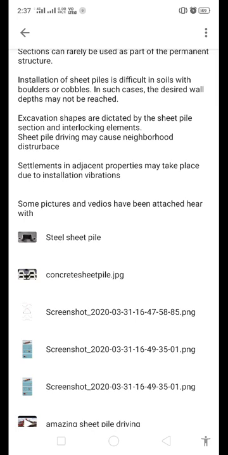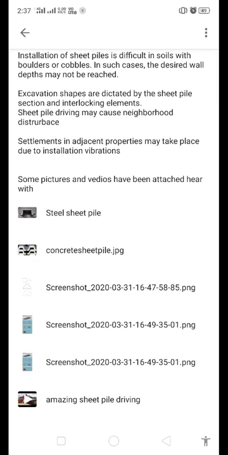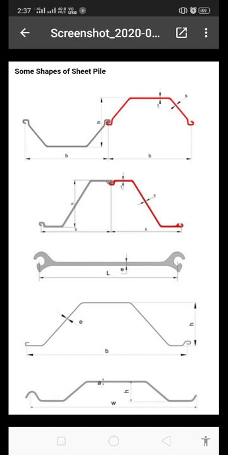Some pictures and videos I have already shown to you, so you can go through them. Sheet piles can have different shapes. Some of the shapes are shown here. You can see the shapes and the joint between two sheet piles. There are different shapes and different joints you can see.